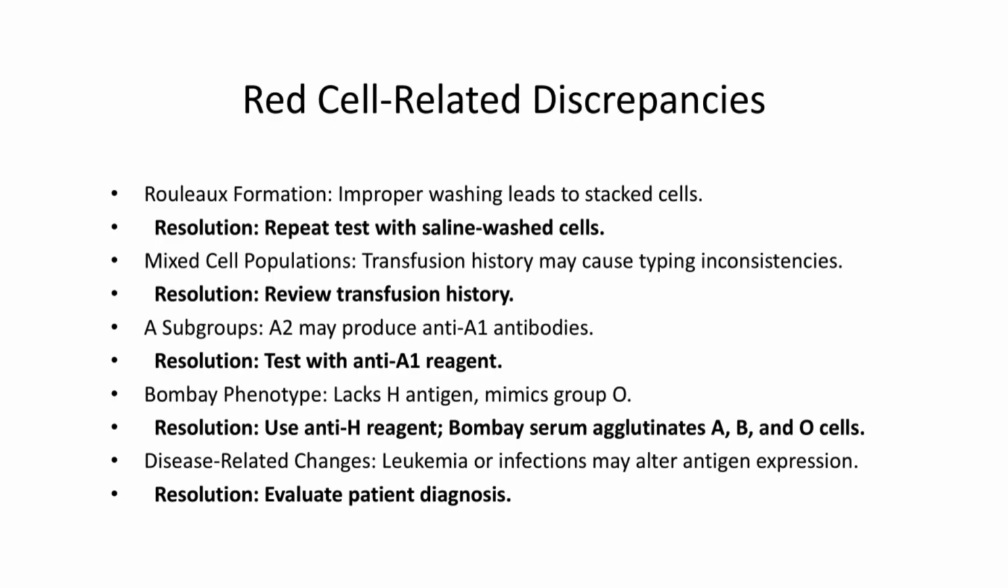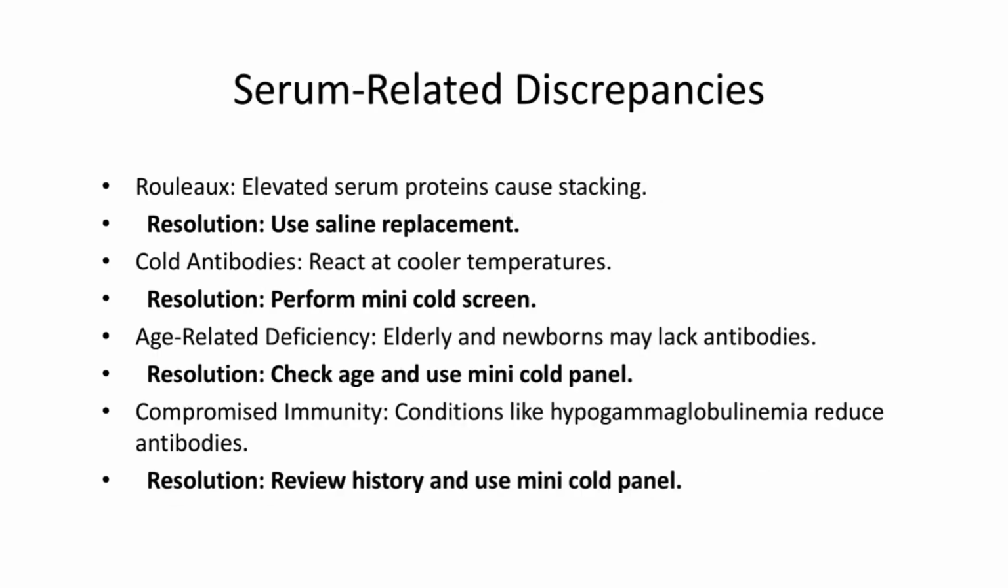Fifth, disease-related changes in antigen expression. Conditions such as leukemia or bacterial infections can alter red cell antigens, leading to phenomena like acquired B antigen expression. Resolution: evaluate the patient's diagnosis to determine if disease processes are affecting blood group expression.